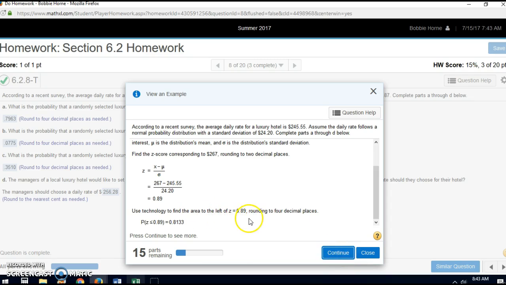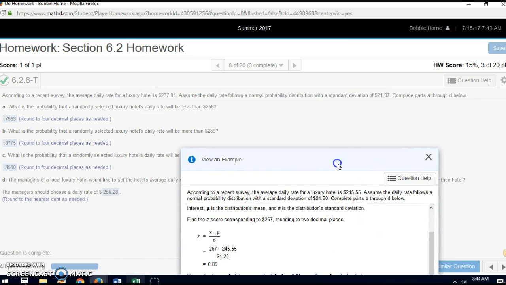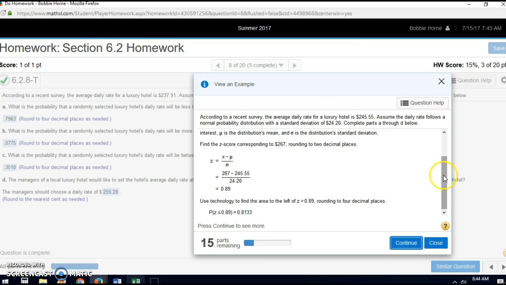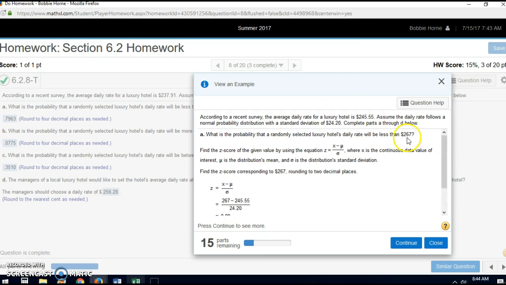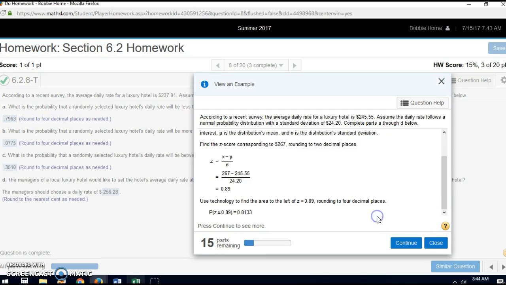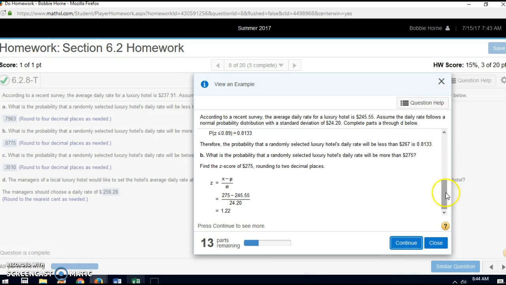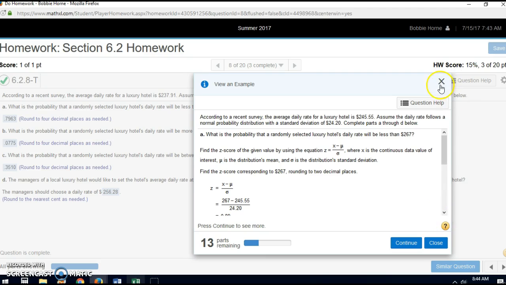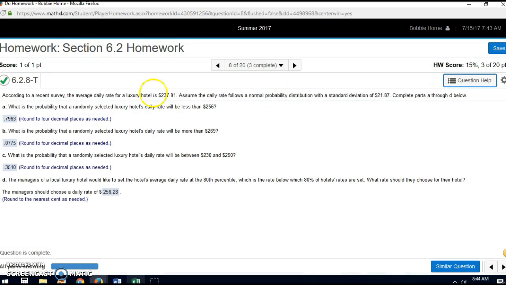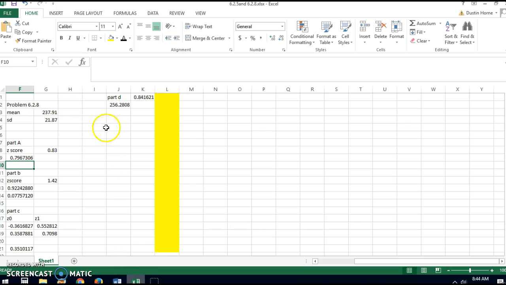Then use Excel, plug in your z-score, and see what you get for your probability. Now I believe in Excel you will do the normal distribution formula. But let's look here. This is our mean, this is our standard deviation, and this is x. So less than 256. I've plugged in my mean, my standard deviation, and for part A, my z-score.